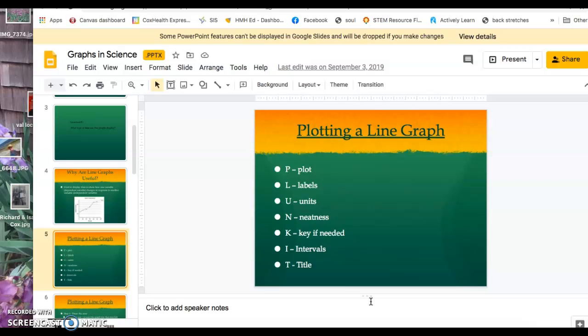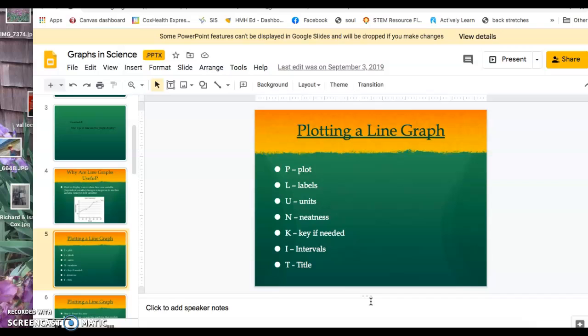So the x-axis intervals need to be even. Maybe you go up by 25. On the other axis, maybe it needs to be something different. That's perfectly fine. Your intervals need to be even per side, okay? Per axis.